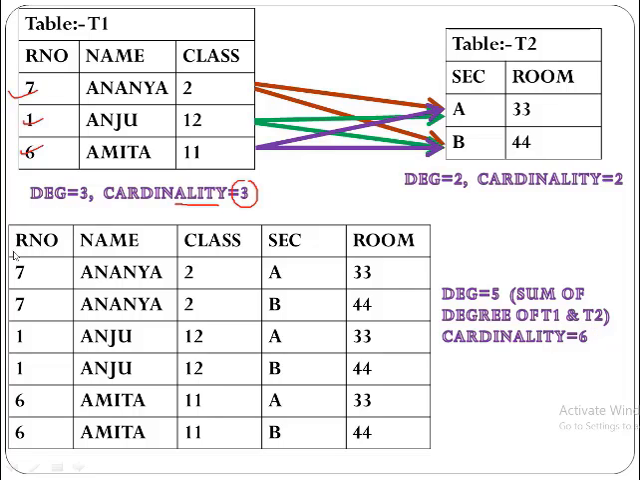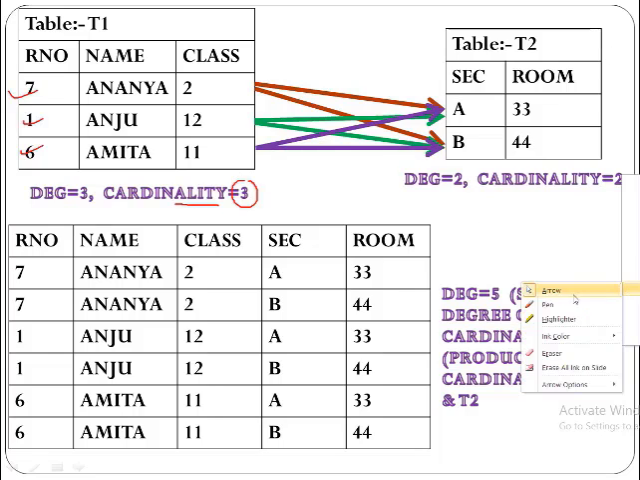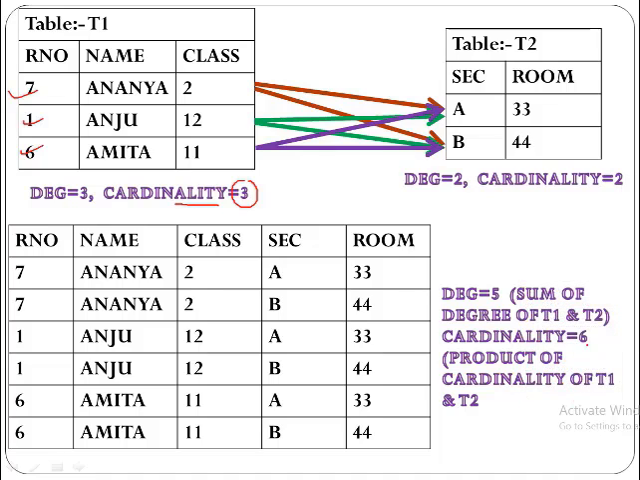Then cardinality is 6 because there are 6 records. If you can count, there are 6 records. So this cardinality is product of cardinality of table T1 and T2, that is 3, which is the cardinality of T1, and 2, which is the cardinality of T2. So degree is sum of degree of 2 tables and cardinality is product of cardinality of 2 tables. So this is T1 cross T2.